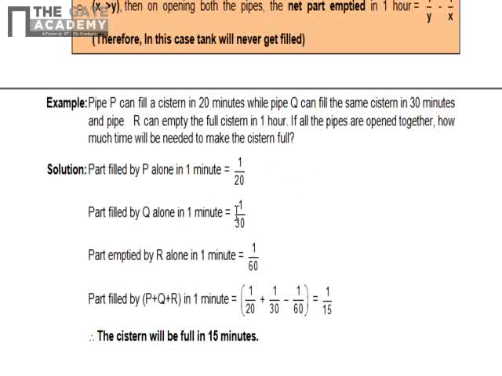The emptying pipe actually does negative work, so you'll have to subtract. Part filled by P in 1 minute is 1 by 20, Q is 1 by 30, and R is 1 by 60. You have to add these two and subtract 1 by 60 because R is doing negative work. So 1 upon 20 plus 1 upon 30 minus 1 upon 60, you will get 1 by 15. That means the cistern will be full in 15 minutes.